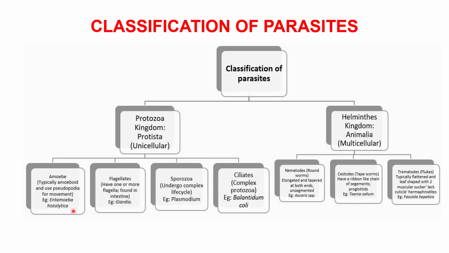For amoeba, example, Entamoeba histolytica. For flagellates, Giardia lamblia is the example. Next one, sporozoa, example, Plasmodium species. Next one, ciliates, and the example is Balantidium coli. Next one, helminthes. It is divided into nematodes, cestodes, and trematodes. Nematode means roundworm, example, Ascaris species. Cestodes mean tapeworm, example, Taenia solium. Next one, trematode. It is flukes, example, Fasciola hepatica.